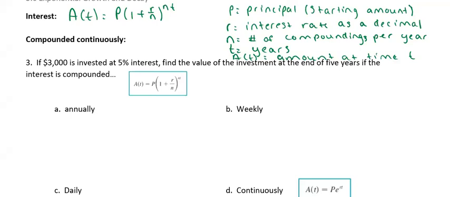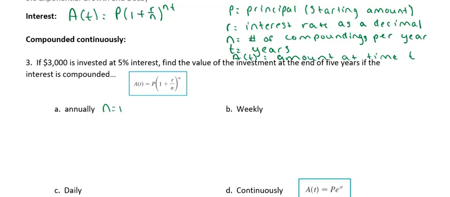So let's look at number 3. If $3,000 is invested at 5% interest, find the value of the investment at the end of 5 years if the interest is compounded, and then we have some different compoundings. So we're going to look at parts A, B, and C. So annually. Annually means 1 time a year. So that means that our N is 1. If you have an annual compounding interest, then that means that your interest is calculated once a year.